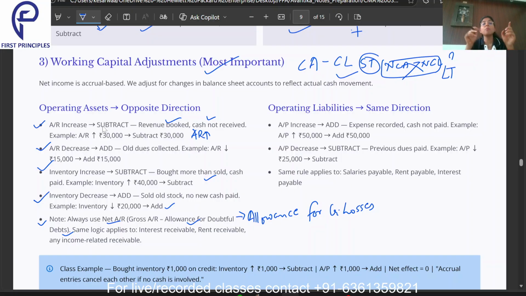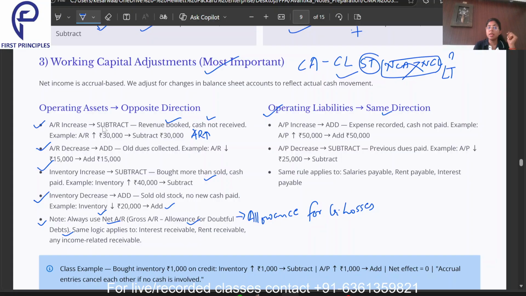So whenever we are adjusting the accounts receivable increase or decrease, we need to take the net accounts receivable. Net means gross accounts receivable, from which we subtract the allowance for doubtful debt or allowance for credit loss, and then we use that figure. Now coming to the operating liabilities, these move in the same direction.